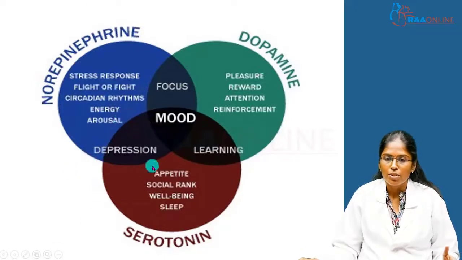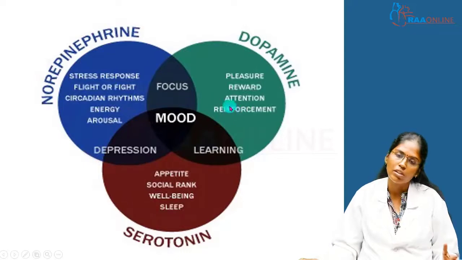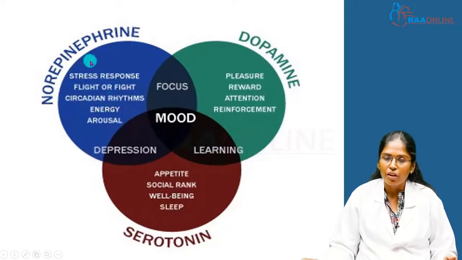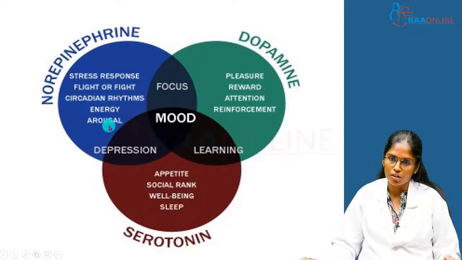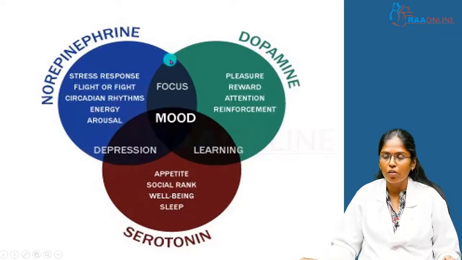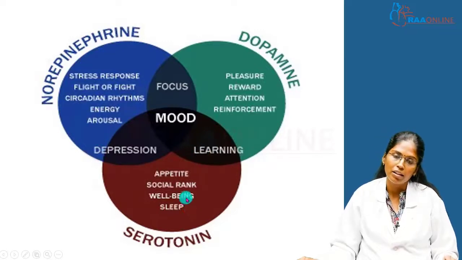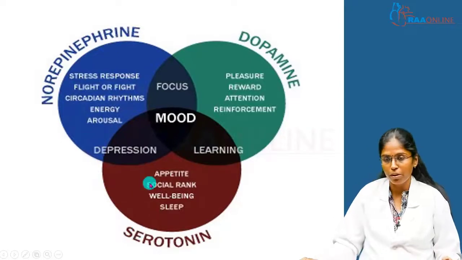Serotonin is responsible for normal appetite, well-being and sleep, and dopamine is responsible for reward and reinforcement acts and also for attention. Similarly, norepinephrine is responsible for the stress response, fight and flight reactions, and it is responsible for maintaining the circadian rhythm and also for arousal. There should be a balance between all these 3 monoamines, that is norepinephrine, dopamine and serotonin, in order to maintain the mood of the individual. Particularly norepinephrine and serotonin are responsible for maintaining the mood of the person.